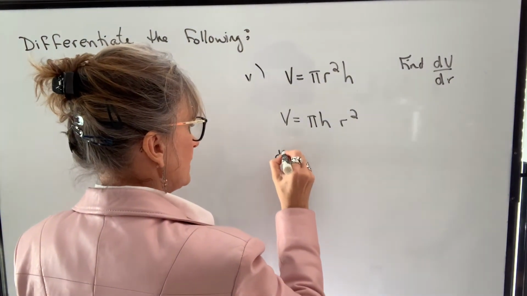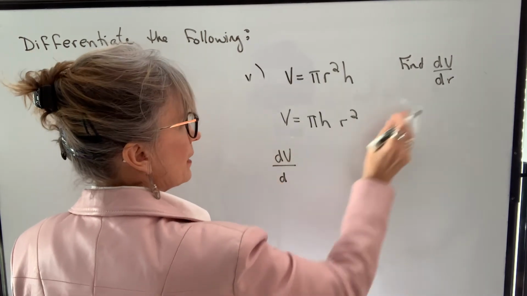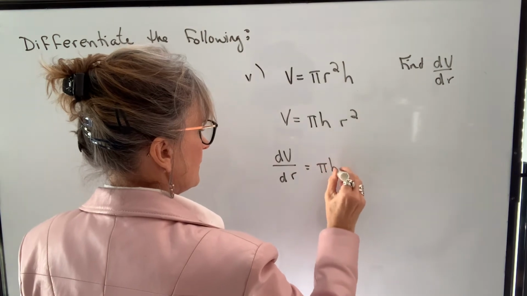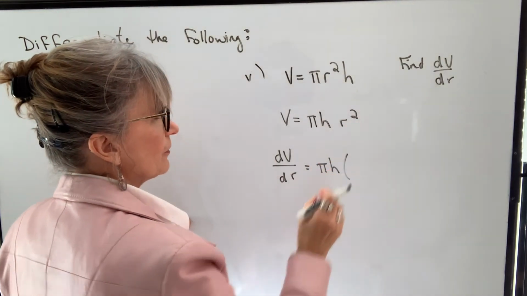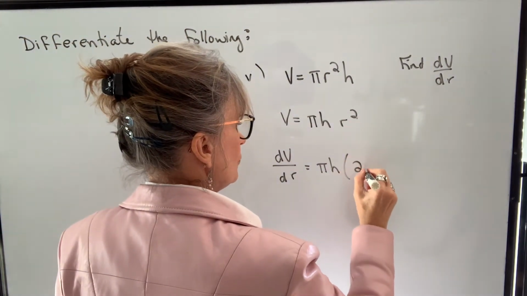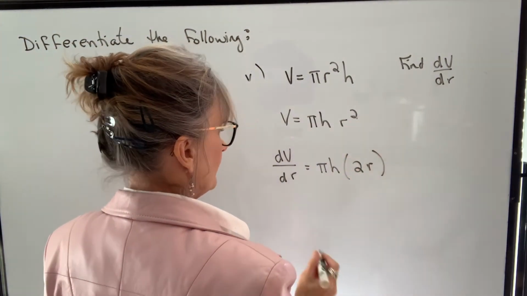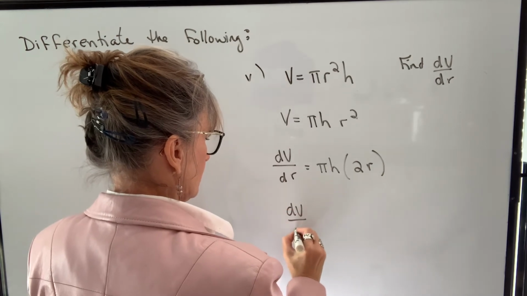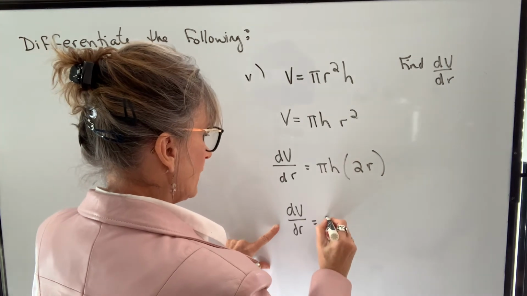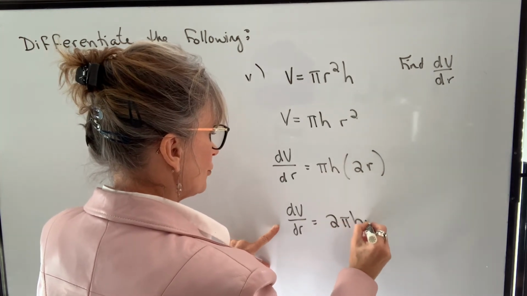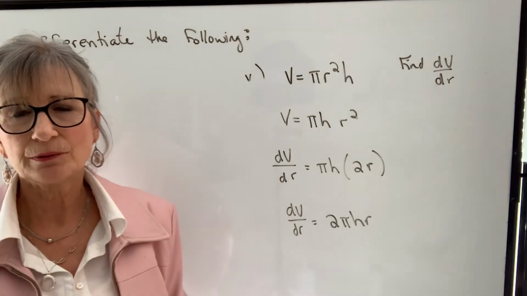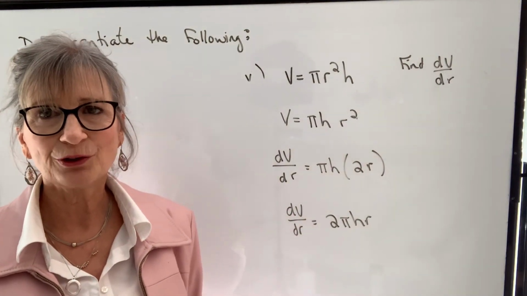So now when I take the derivative with respect to r, I leave the constant and I multiply by the derivative of the function of r, which is r squared. The derivative of r squared is 2 times r to the power of 1. So this derivative could be written as 2 pi h r. So again, the notation is important in an example like this where there is more than one independent variable.